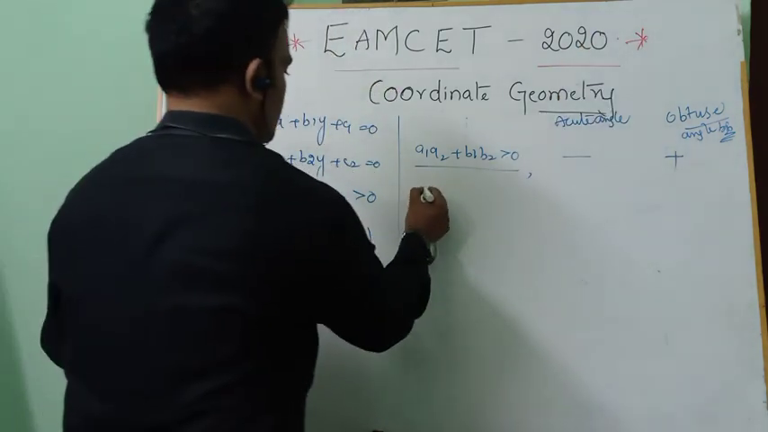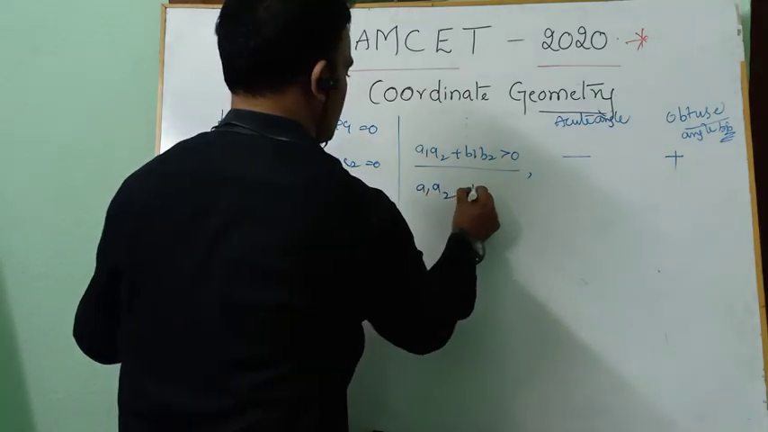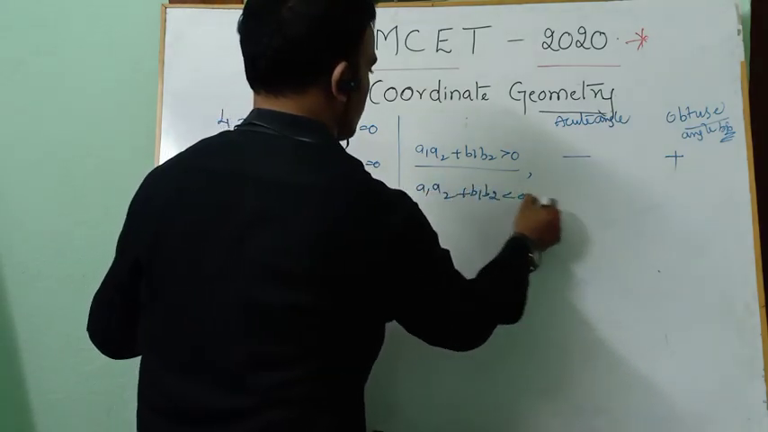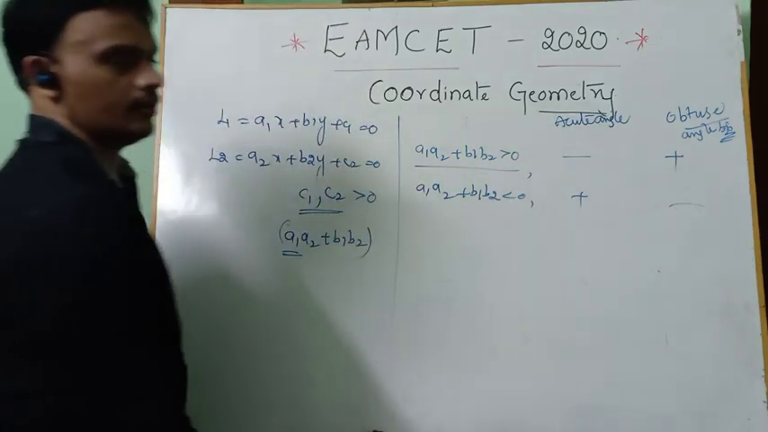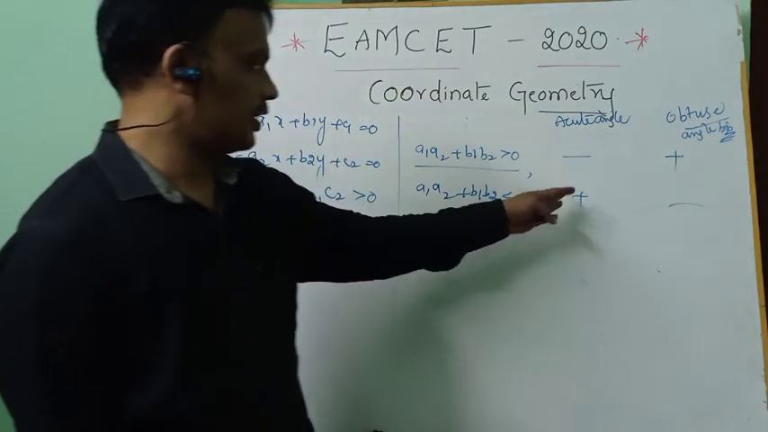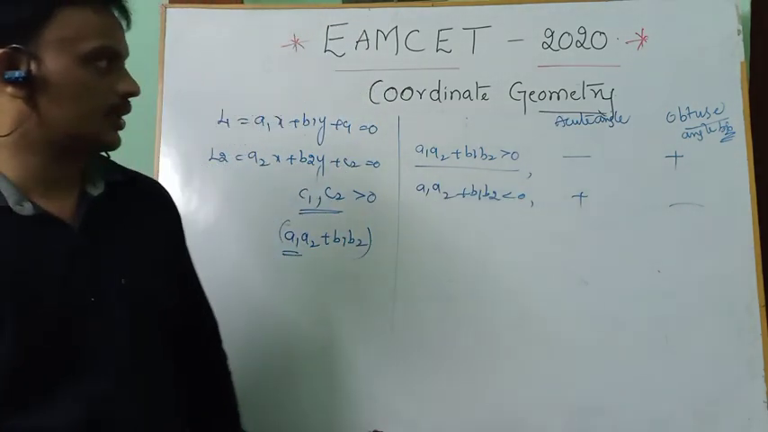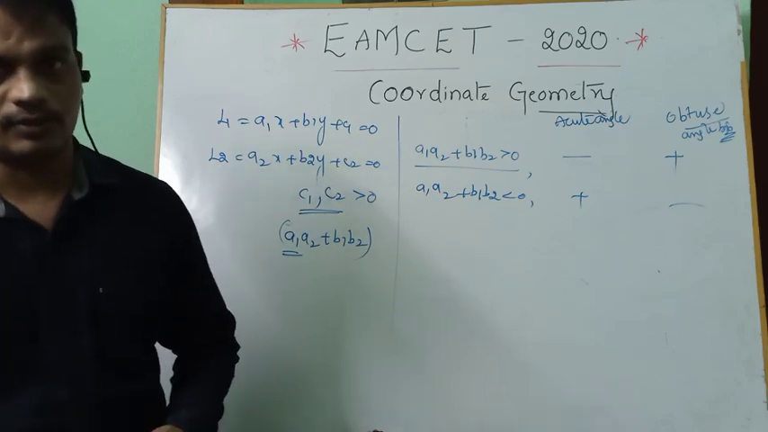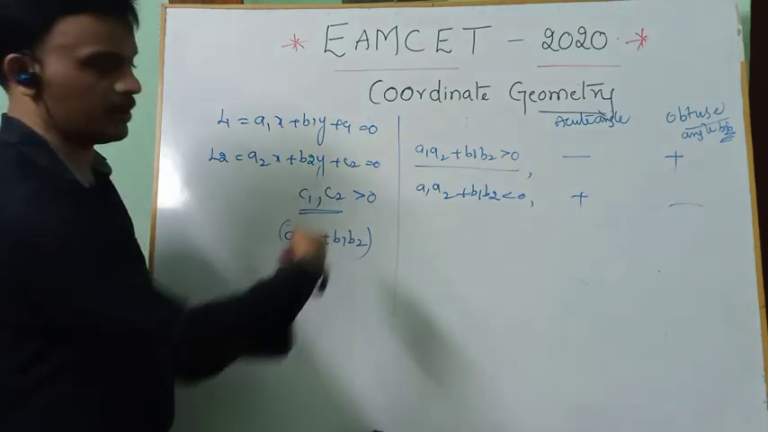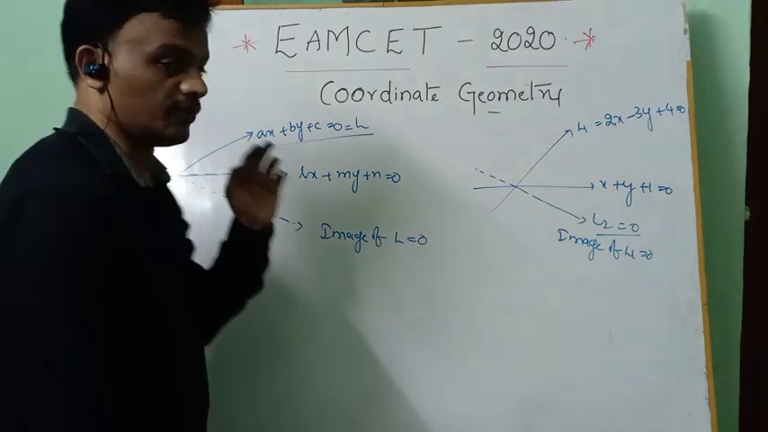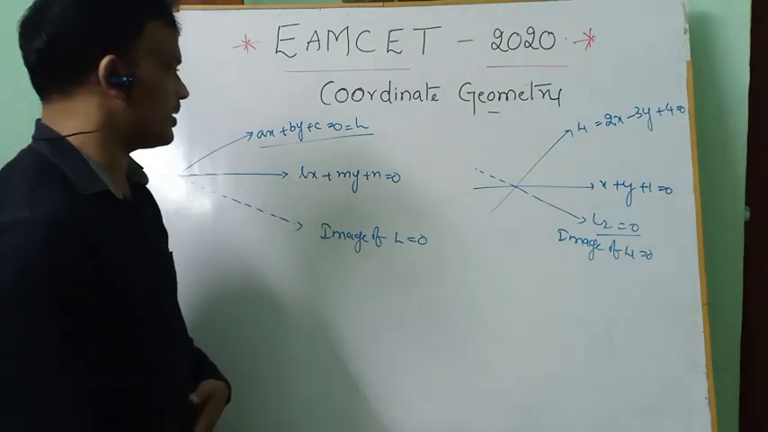Of course, if it is exactly reverse, a1 a2 plus b1 b2 less than 0, take the right side positive sign, which is the acute angle bisector, and the other one is the obtuse angle bisector. I think you know this concept. Come on, please make a note. This is a very important concept based on angle bisectors.